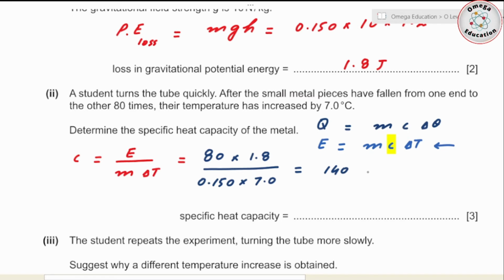140, and then the unit of specific heat capacity, if you don't remember the unit, you can just obtain it from here, because the energy would be measured in joules. Then we have two things in the denominator, and those two things are mass, which would be measured in kilograms, and the temperature we are measuring in degrees Celsius. So both of them are in the denominator. We got 140 joules per kilogram times Celsius.